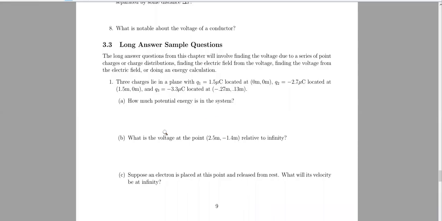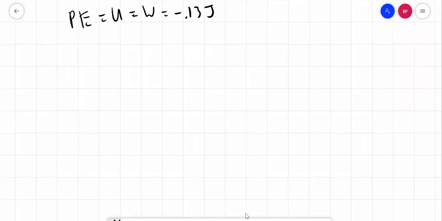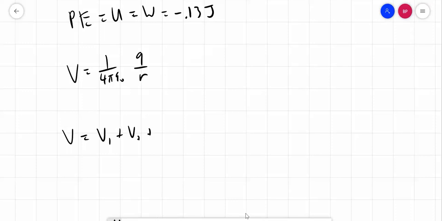All right. So next we want to know the voltage at this point relative to infinity. All right, well, we know that the voltage of a point charge relative to infinity is 1 over 4 pi epsilon naught times the charge divided by the distance, where voltage is a scalar, so there's no direction here, it's just this thing. And if we have multiple point charges, we just add up all their contributions together. So the total voltage is going to be the voltage due to charge 1 plus the voltage due to charge 2 plus the voltage due to charge 3.